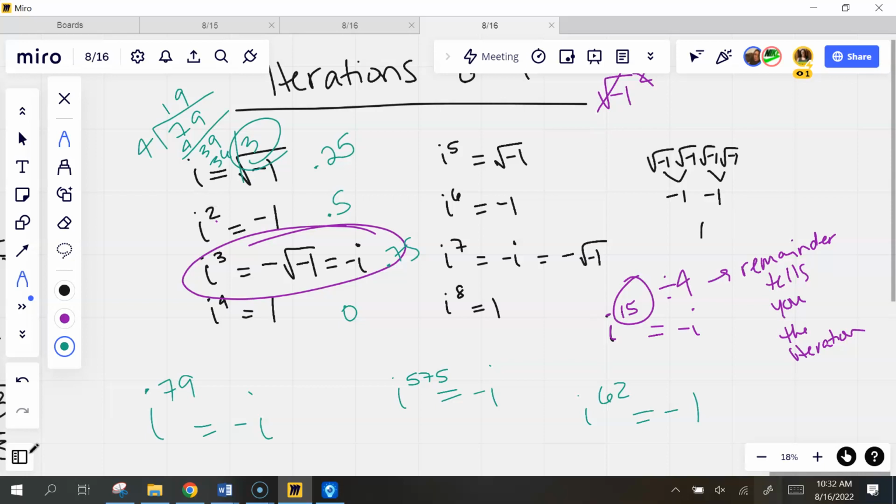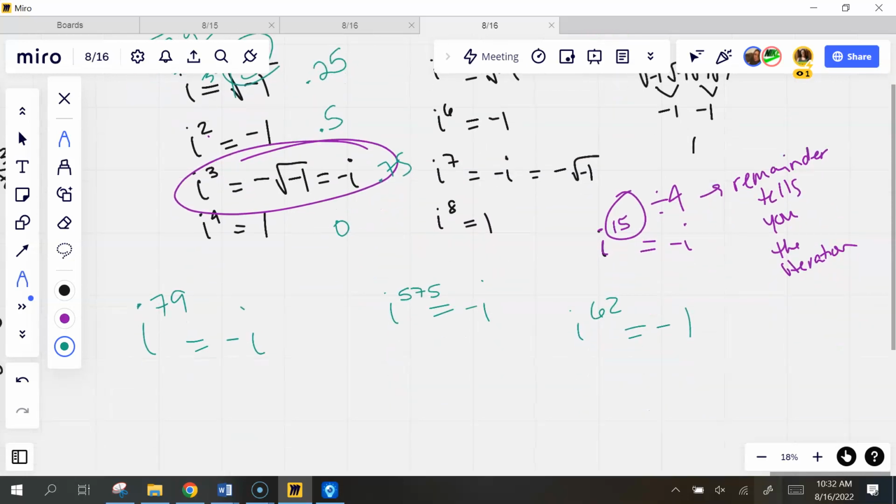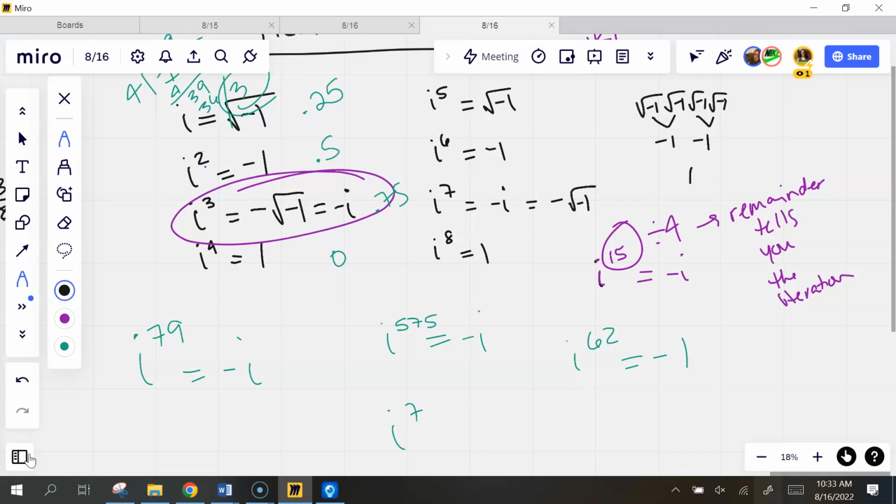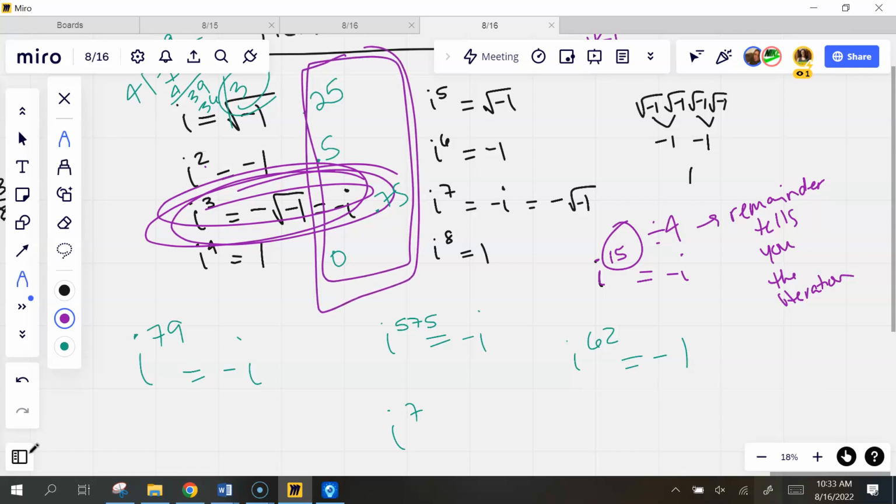Does this make sense to everybody? Okay, Sarah. If I have I to the, give me a number, any number in the whole world. 7? Okay. Take out your calculator and do 7 divided by 4. Always going to divide the exponent by 4. What do you get? 1.75. 0.75 goes with the third iteration. This is your decimal portion when you divide: 0.25, 0.5, 0.75, and 0.